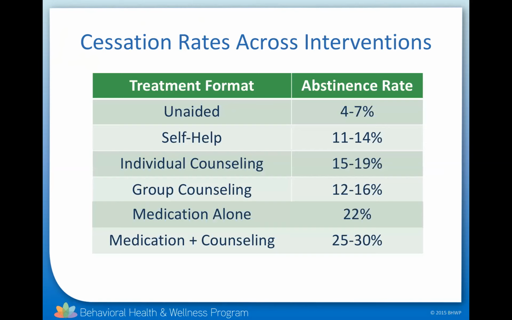You can see medication is very important. Medication alone, we can get 20 to 25%, depending on the type of medication and so forth. And then the gold standard really is combining medication with counseling and these other approaches. And that's where we can really start to see the biggest success rates.